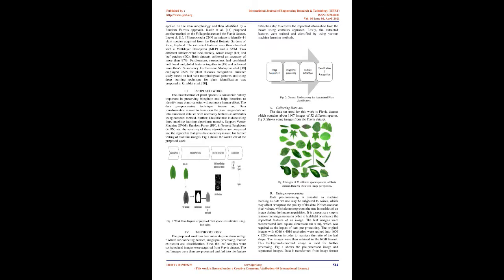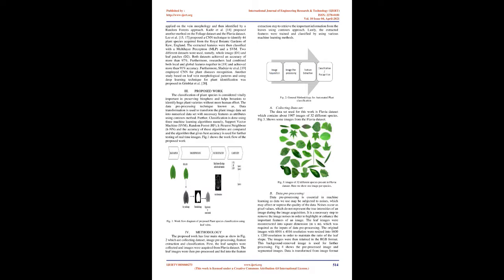3. Proposed work. The classification of plant species is considered vitally important in preserving the biosphere and helps botanists to identify huge plant varieties without much human effort. The data pre-processing technique known as data transformation is used to transform the plant image dataset into a numerical dataset with necessary features as attributes using the contours method.